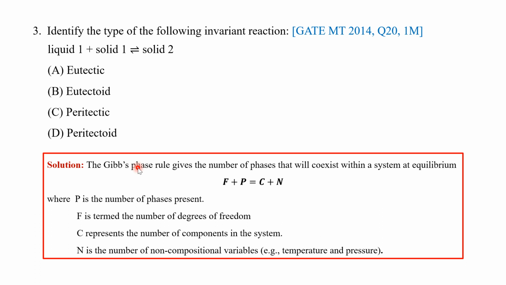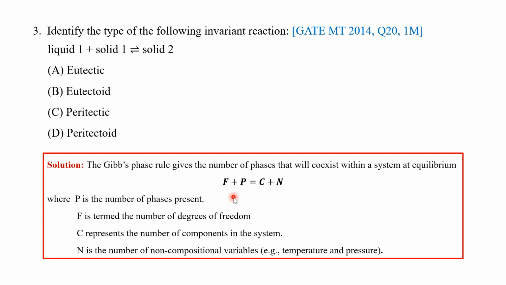And F, we have said, is the number of degrees of freedom, right? So what is this number of degrees of freedom? It gives us the number of parameters that we can change independently without altering the state of the system. So when F is equal to 0, it means that if we change any parameter, either temperature or composition, the system will change to a new phase. So when F is equal to 0 in a binary system, we call it an invariant reaction. That is, if we change either the temperature or the composition, we will enter into a new phase. Those are known as invariant reactions.